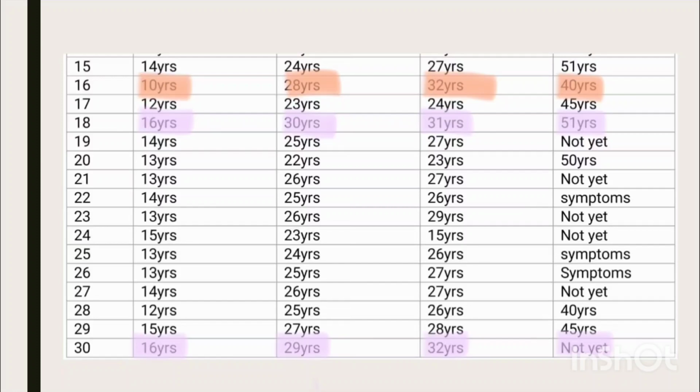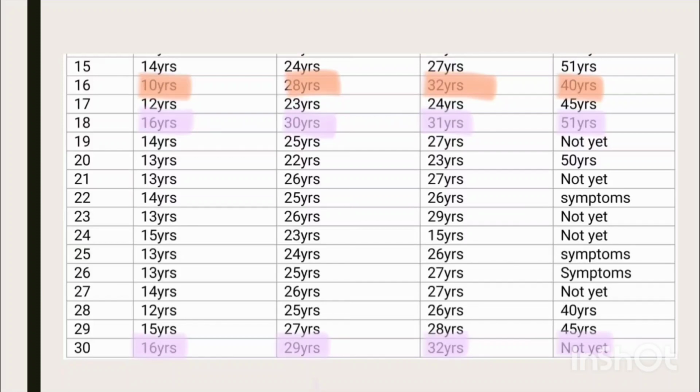One more benchmark may be at serial number 18. A female who had her menarche at 16 years of age, had her marriage at 30 years of age, and her first pregnancy at 31 years of age, but at the age of 51 she had her menopause.